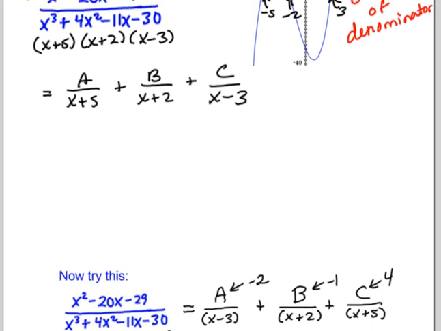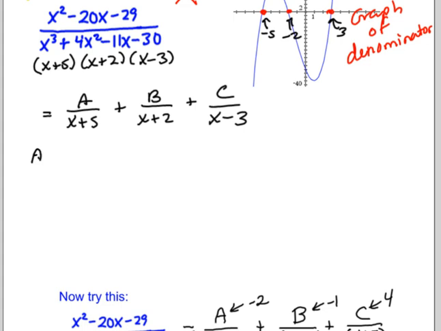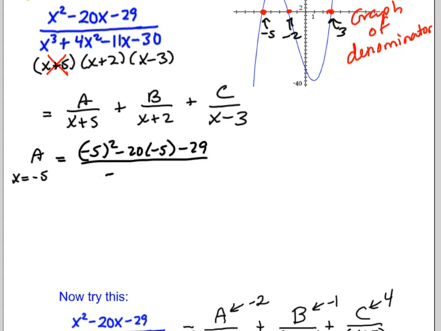And then I'm going to use the cover-up method here. A then, and I have this little movable x here. I'm going to cover up the x plus 5, substitute x equals negative 5 into the rest of the expression. So I have negative 5 squared minus 20 times negative 5 minus 29 all over negative 5 plus 2 times negative 5 minus 3. And then this turns out to equal 96 over 24, which turns out to be 4. So A equals 4.